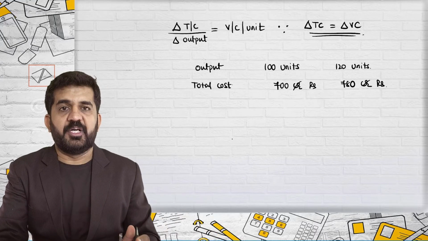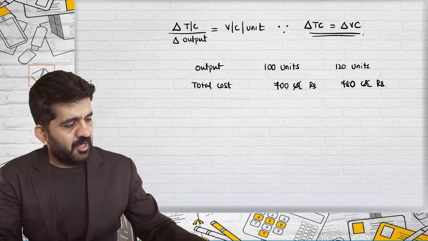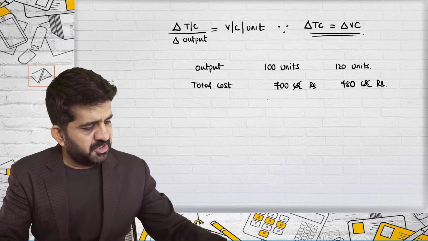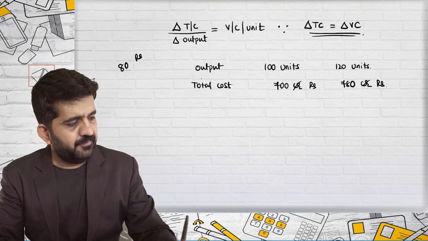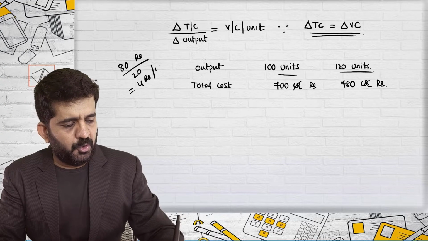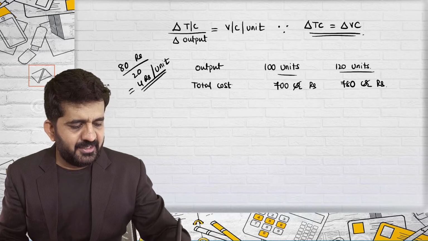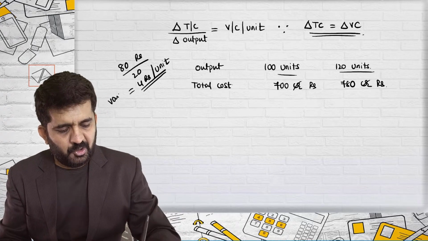Again, you can take 2 minutes. So how will I find out? Change in total cost is 80 rupees. Change in units is 20. 4 rupees per unit. Actually, it is 4 crore rupees per unit, which is nothing but variable cost.